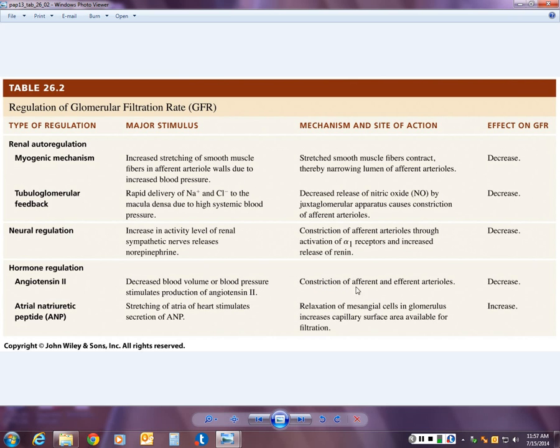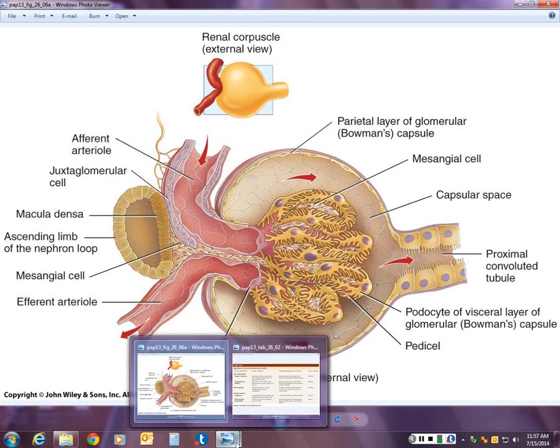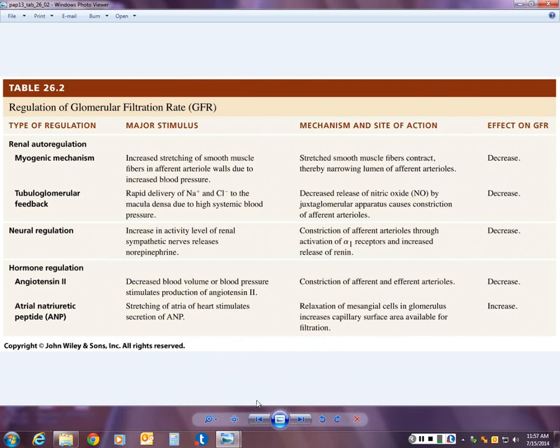Angiotensin II is going to cause constriction of both the afferent and efferent arterioles. However, if you look at it and we compare this once again, the afferent arteriole, because of the presence of the JG cells, just has more muscle. So the constriction is uneven. You get a greater constrictive effect on the afferent arteriole than you do on the efferent arteriole. And because the afferent arteriole constricts to a greater degree, the overall effect is a decrease in GFR.